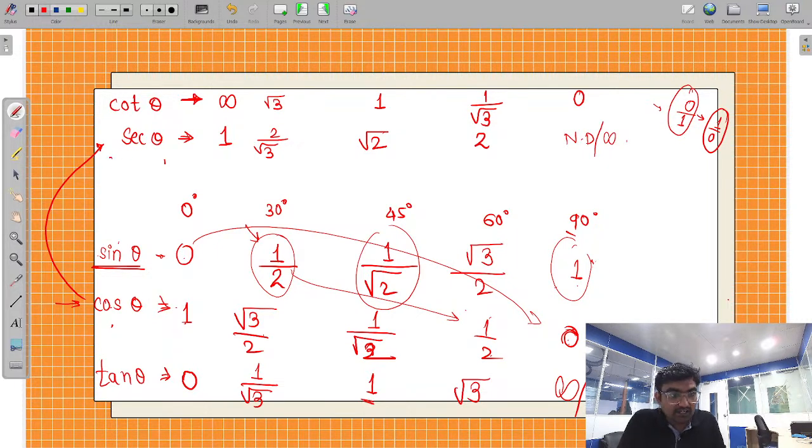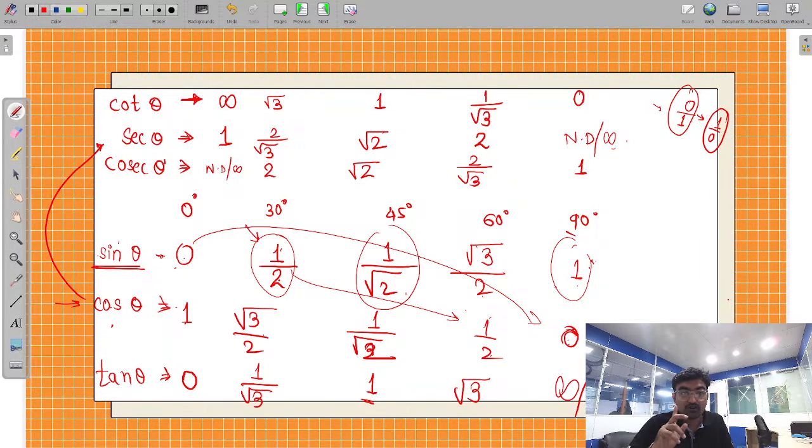Now cot, sec and cosec theta, right? Now for cosec theta, what's there? For cosec theta, take just the reciprocal of sine. So first is 0, so the reciprocal of 0, we just found out it's not defined or infinity, correct? Now for the second, 1 by 2, the reciprocal of 1 by 2 is going to be 2, then the reciprocal of 1 by root 2 is going to be root 2 only, then the reciprocal of root 3 by 2 is going to be 2 by root 3, and the last, the reciprocal of 1 is going to be 1.